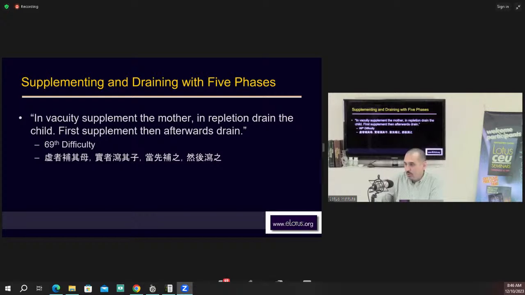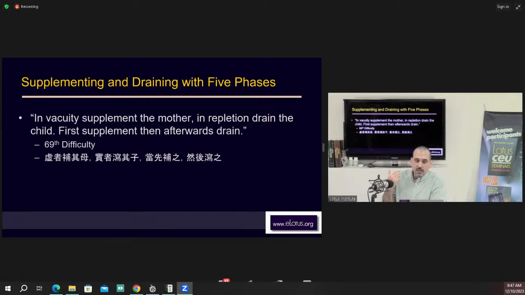And the basic rule that we talked about yesterday, a very important rule that I'm sure all of you have heard at some point, is: in vacuity, supplement the mother; in repletion, drain the child. First supplement, then afterwards drain. That part we discussed in our Neijing and Nanjing principles with Dong's acupuncture class more in depth. We don't have to go there today. The important part is the first part. In vacuity, supplement the mother. In repletion, drain the child.